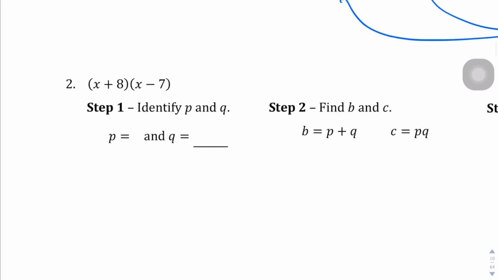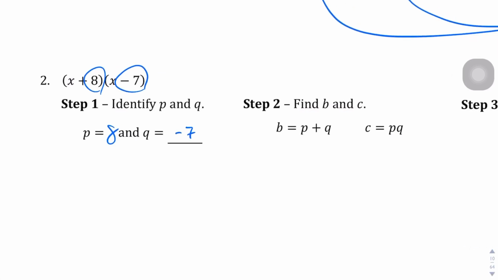And this will be the last time we do B and C and P and Q. 8 is P. Negative 7 is Q. So let's go ahead and find B, which is P plus Q. So 8 minus 7, this is going to be 1. So B equals 1. Then C is P times Q. So 8 times negative 7 gets us to negative 56.